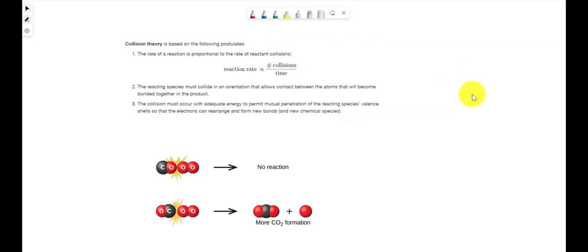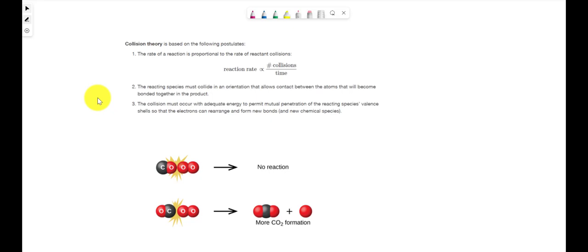If you have a bunch of marbles bouncing into each other, the more often they can bounce off of each other, the higher the chance they're actually going to react. Just because something runs into it doesn't mean it will react. And so that brings in the second tenet, which is the reacting species must collide in an orientation that allows contact between the atoms so it will become bonded together in the product.